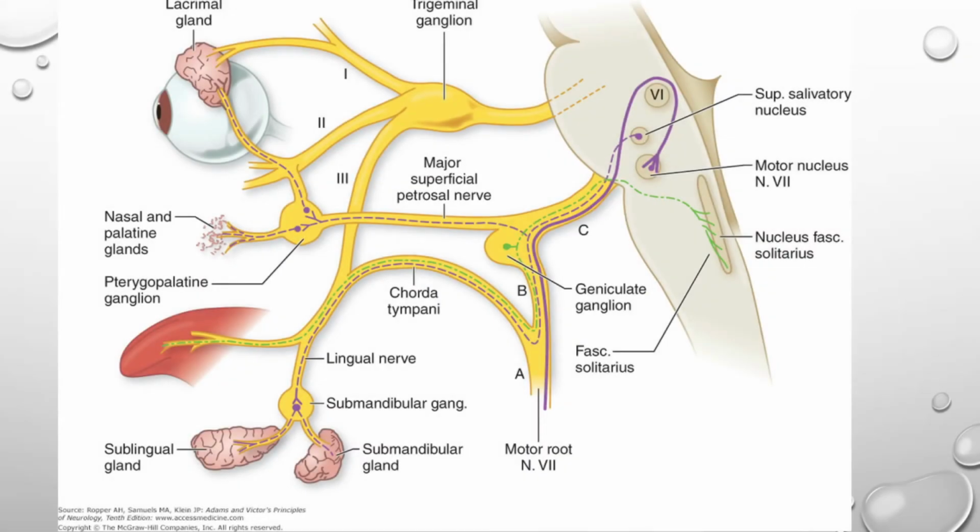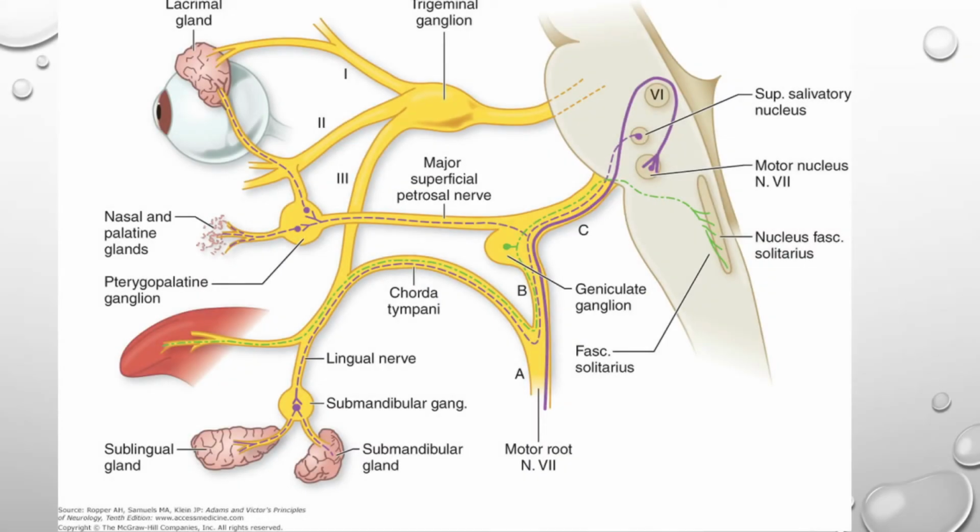So out comes the motor division of the facial nerve, runs anteriorly, and it is running beneath your parotid gland here. And then from there, it's going to split into its 5 motor branches: the temporal branch, the zygomatic branch, the buccal branch, the marginal mandibular branch, and the cervical branch, just like that. So that's the motor part of the facial nerve.